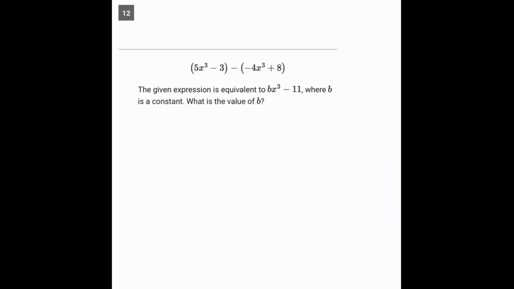Going over to question 12 now. Many people doing this question incorrectly would start foiling it. If maybe you're in a rush, you might not see that there's a minus sign there. But that minus sign, you should treat it like a -1. So let's write a little 1 right here. And if you have a number outside of a parentheses, you're going to want to distribute it. So right now we'll have 5x cubed minus 3 plus 4x cubed minus 8. So -1 times each of those numbers, reverse the signs.